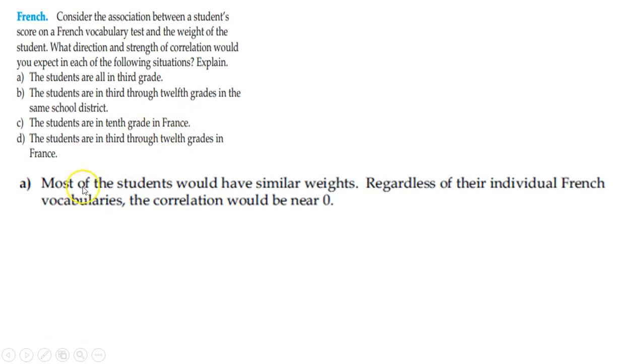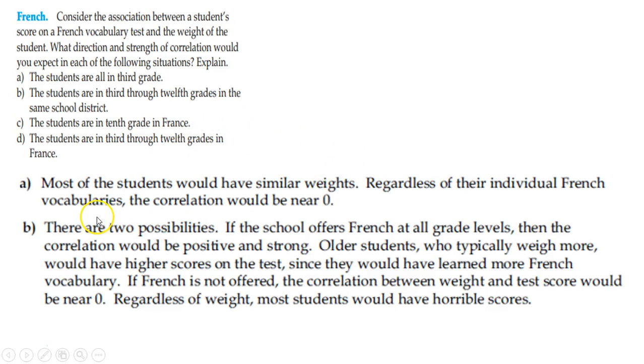So there's probably a whole bunch of points where it's all around the same thing, which is why most of the students probably have similar weights, regardless of their individual French vocabularies. Their correlation would probably be near zero, right? There's not going to be much variability with them.